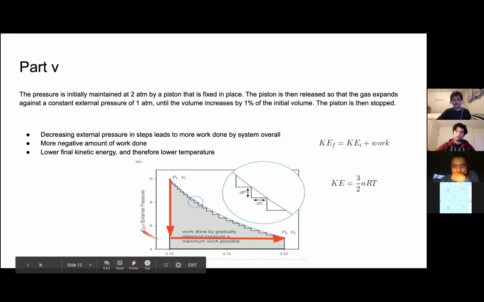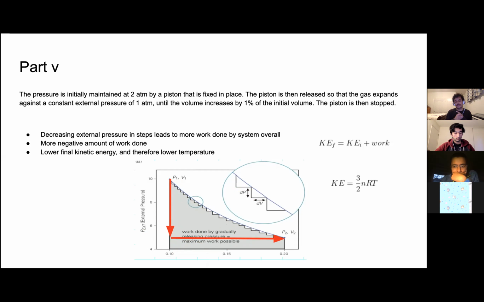So that's the idea between expansion against constant external pressure versus expansion against a reversible or near equilibrium expansion. You're doing more work. More work is going to be done by the system on the surroundings in a near equilibrium expansion. What does that mean in terms of temperature?